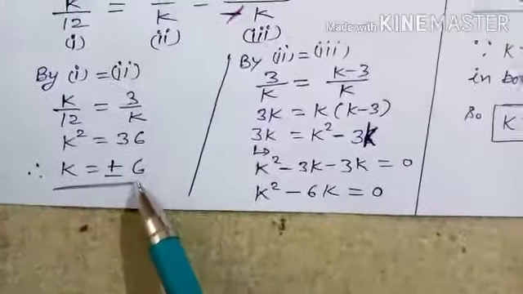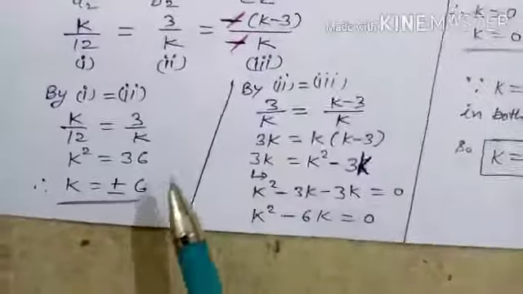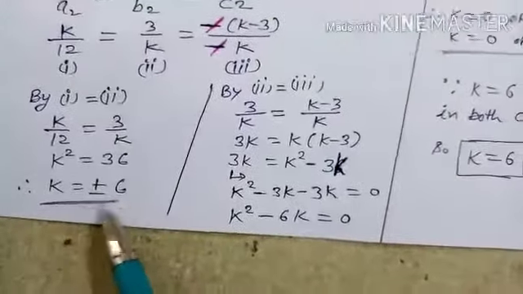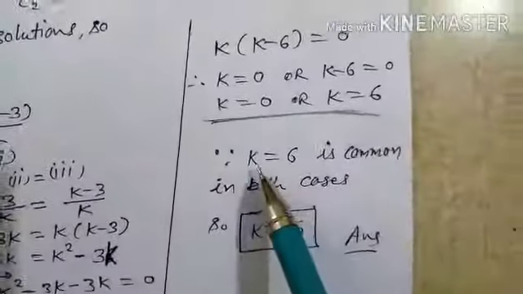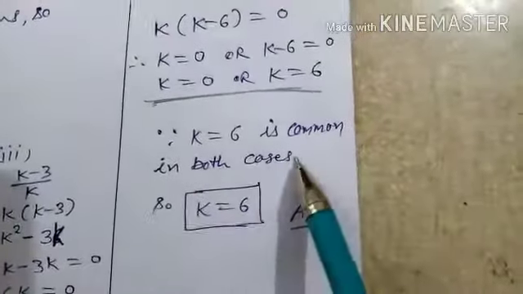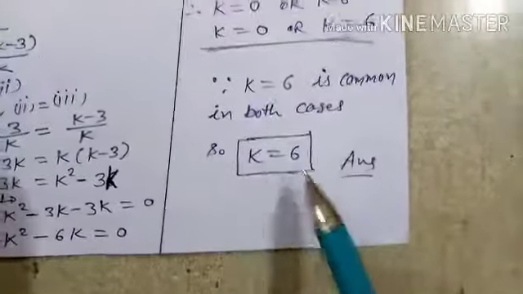But in the first case there are two answers, plus 6 and minus 6. But one thing is common in both, which is k is equal to 6, here also and there also. So since k is equal to 6 is common in both cases, our answer is k is equal to 6.